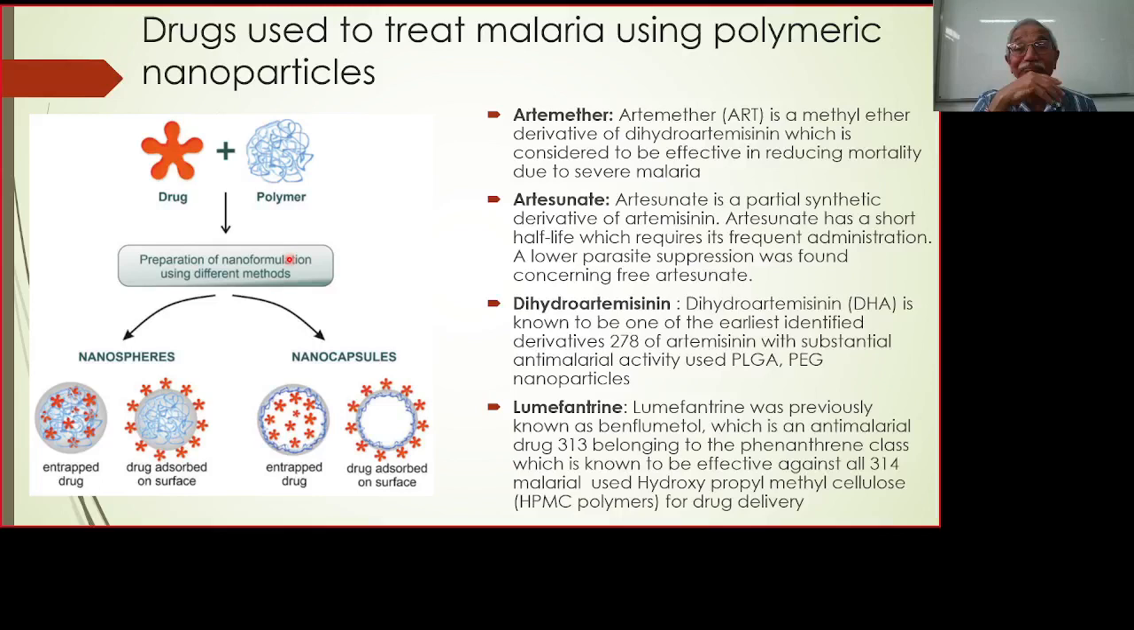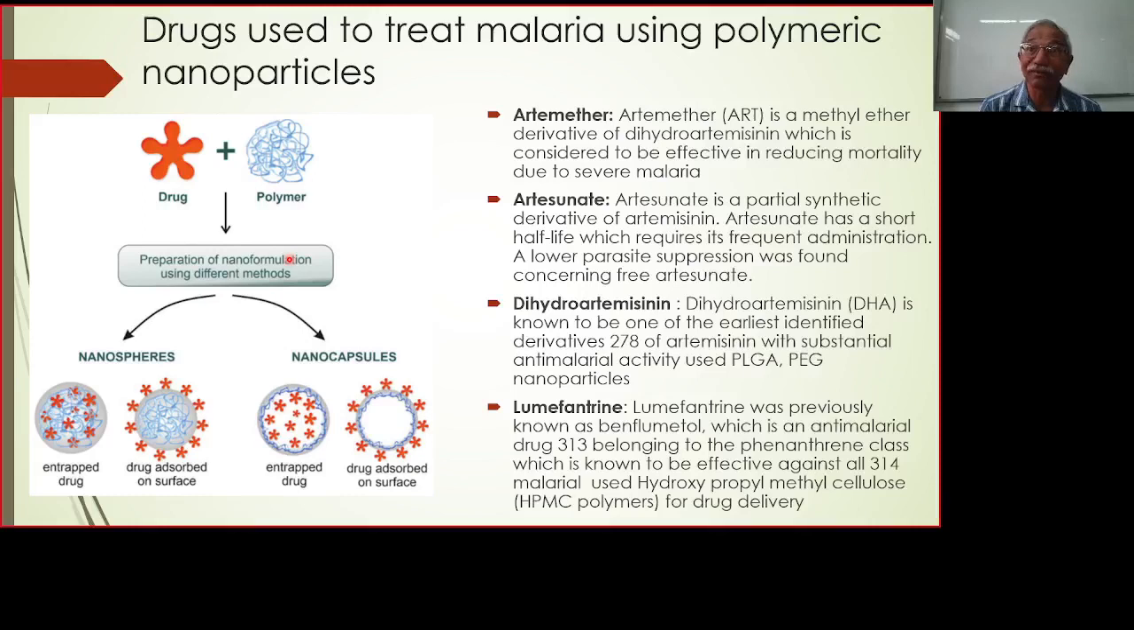Drugs used to treat malaria using polymeric nanoparticles include artemether. Artemether is a methyl ether derivative of dihydroartemisinin. Artemisinin was a Chinese drug which had come out of Chinese traditional medicine. They started working on the molecule of artemisinin, and then they created the derivative dihydroartemisinin and its methyl ether derivative, and that is called artemether, which is nowadays used for the treatment.